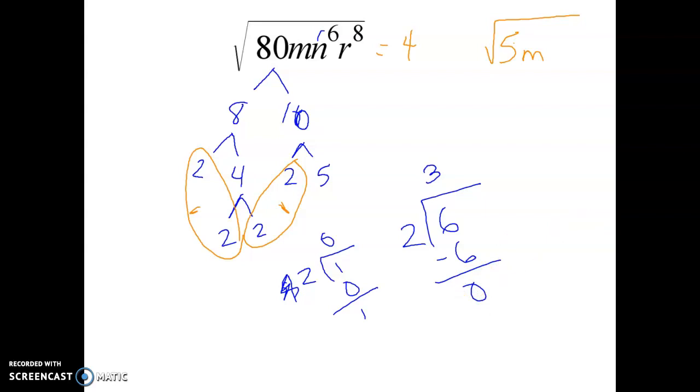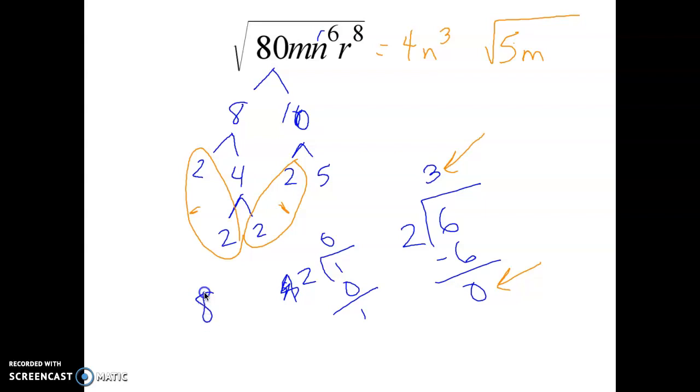All right, so now remember, this number tells us how many go on the outside. So I'm going to get n to the third on the outside. And this number tells us how many go on the inside, which is none. So I'm not going to have n on the inside at all.